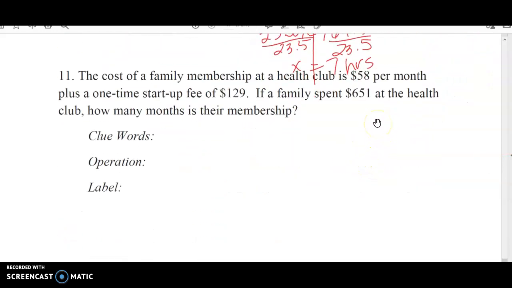Cost of a family membership at a health club is $58 per month plus a one-time startup fee of $129. The family spent $651 at the health club. How many months was their membership? Right there. Let X, whatever it's asking you to find, equal number of months of membership.